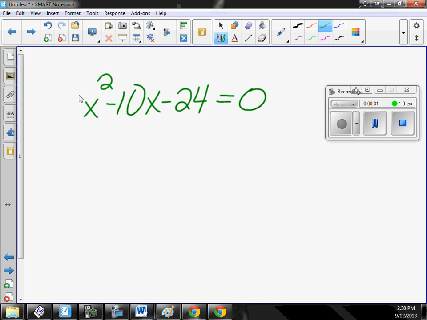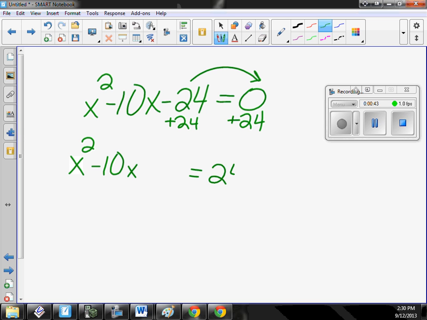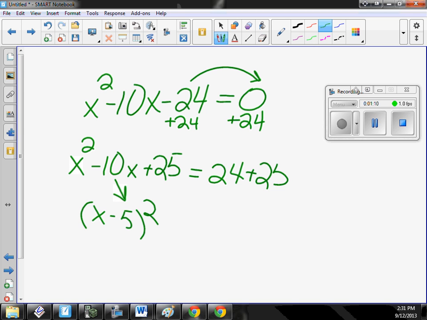So the first step is to move the 24 over, so I add it. And now I have x squared minus 10x. I'm going to leave a bit of a gap to put a number in there, equals 24. What number am I going to add inside that open space? And how do you get 25? You take negative 10 and divide it by 2. And that goes inside the perfect square. And then negative 5 times negative 5 is plus 25. So I add 25 to both sides, and it gives me 49.